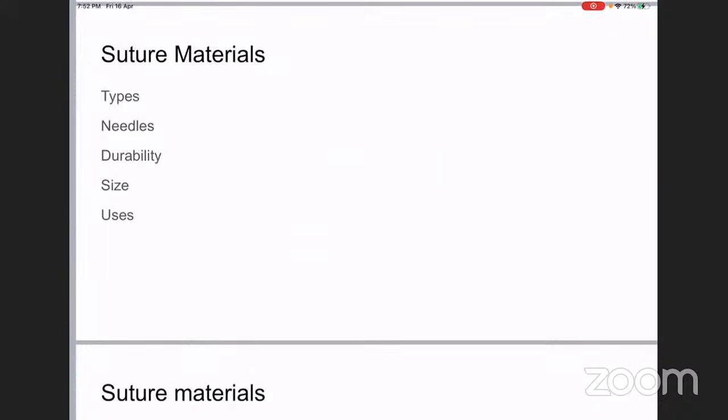So someone quickly tell me examples of natural suture materials. Cotton, silk, and catgut. Very good. And then synthetic suture materials. Polyglactin, nylon, and polydiaxone suture. Very good. So these are a few broad examples of these suture materials based on the classification of natural and synthetic.